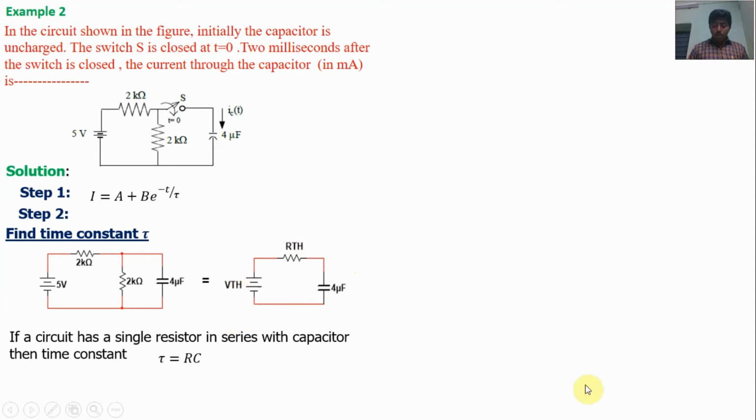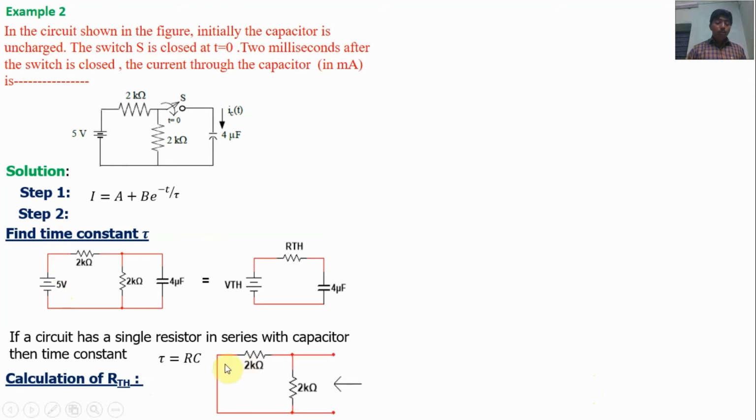For the calculation of RTH, if a voltage source is present, we short the voltage source. We make the source a zero value. If a current source is present, we open it. If a voltage source is present, we short it. Okay, the voltage source is shorted. The capacitor is considered as the load. Remove the capacitor. Assume the current flows from the load.